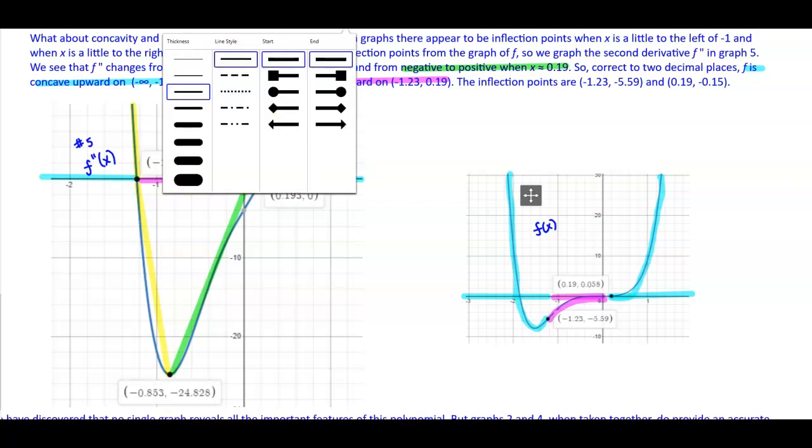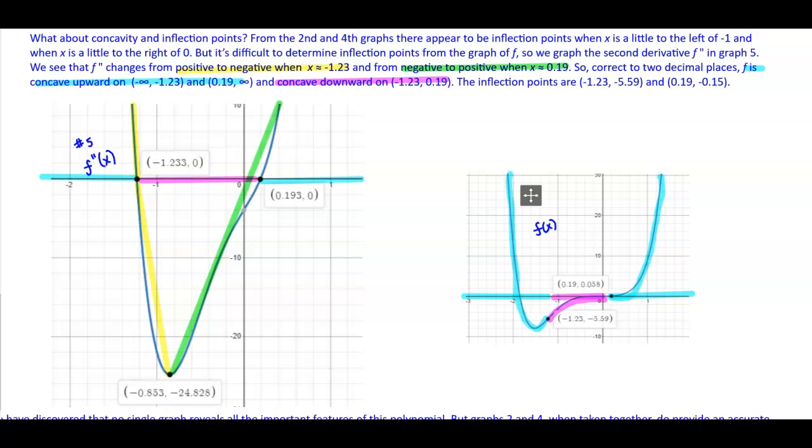When it's changing from positive to negative, that means that we have inflection points here and then inflection points here. So we have an inflection point here, and there's the other inflection point, because if we put in f of negative 1.23, then we get an output of negative 5.59. And if we put in the input of 0.19, then what we get is an output of negative 0.15.